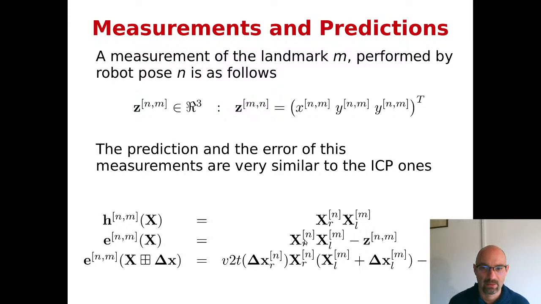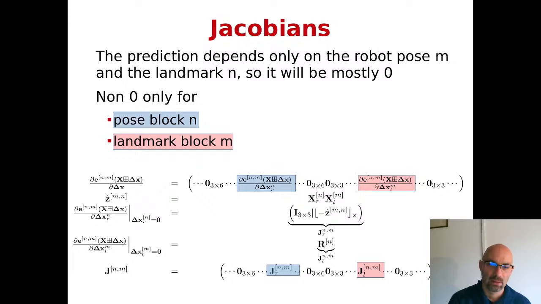But the translation vector is a constant, therefore the Jacobian of this object calculated with respect to delta XL is just the rotation matrix of this object over here. And therefore, we find the rotation matrix here.